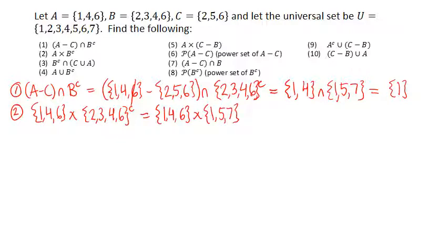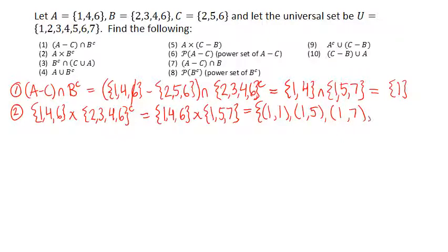Okay, so now what I have to do is list all of the ordered pairs where the first thing in the ordered pair comes from the first set, and the second thing in the ordered pair comes from the second set. So you just want to be really systematic when you do this. So first I'm going to do all the ones that start with 1, and there's going to be 3 of those. I'm going to use the elements in the second set, which is 1, 5, 7.